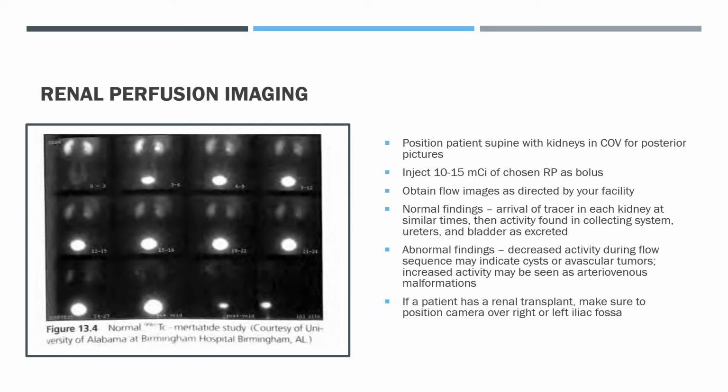And then, some normal findings from this would be the tracer arriving in each kidney at similar times and then excreting at similar times. But some abnormal findings would be if there's any decreased activity during this flow sequence, which may indicate cysts or vascular tumors, or if there's any increased activity, may indicate some arterial venous malformations. And also, it is key to keep in mind that if a patient has a renal transplant, you should make sure to position the camera over the right or left iliac fossa.